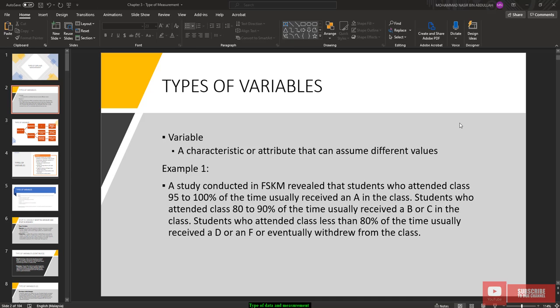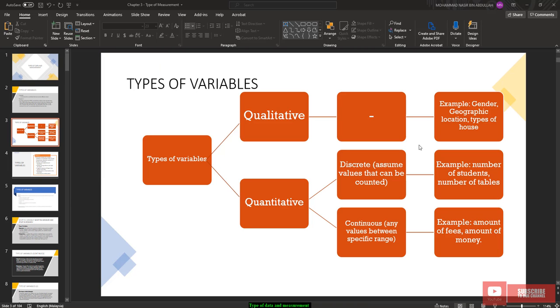For example, let's say you want to measure height of the student. So height is the variable. If you want to measure the weight of the student, so weight is the variable. If you want to measure amount of money spent to buy a book in a month, so amount of money is a variable. So in variable, we have two types of variables, right? First is a qualitative variable, and another one is a quantitative variable.